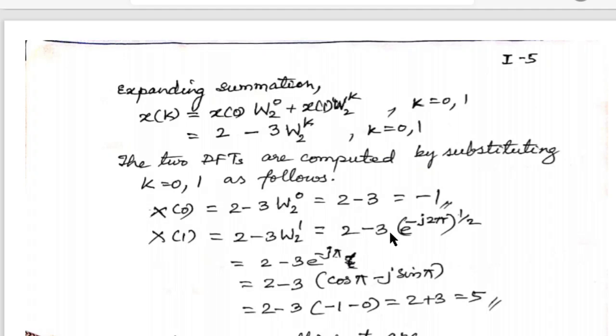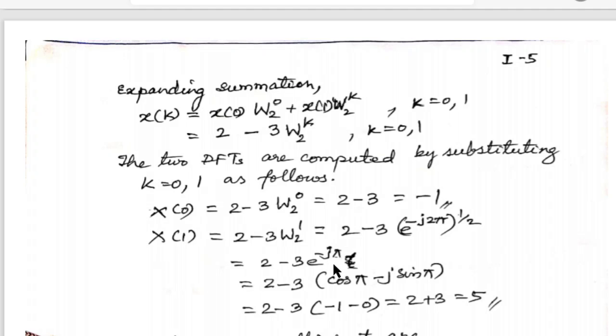So accordingly we substitute for this W suffix 2 here, e raised to minus j 2 pi by 2, where capital N is 2, right? The power is 1, so 1 is also multiplied accordingly. So the net power of this exponential happens to be e raised to minus j pi only. So 2 cancels. So accordingly I will get 2 minus 3 into e raised to minus j pi.